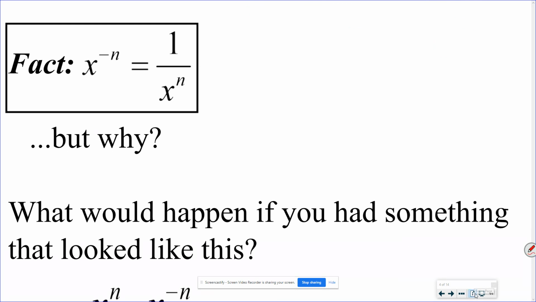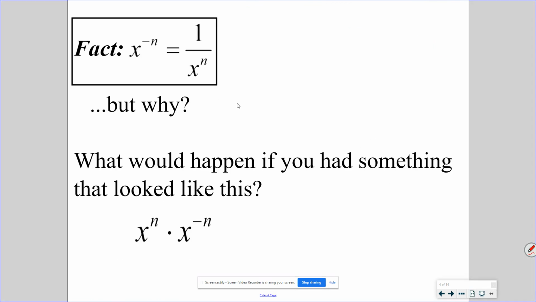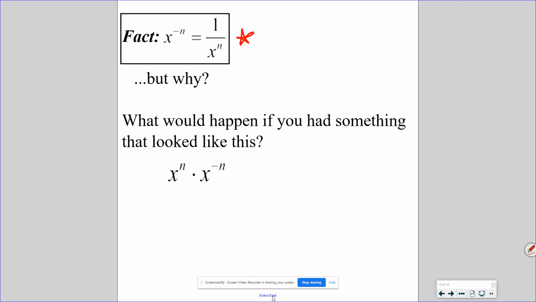All right, factoid number 2. This one usually is a little bit tricky. The fact up here says that x to a negative power is equal to 1 over x to that power. So let's look at this a little further. Why would this be?